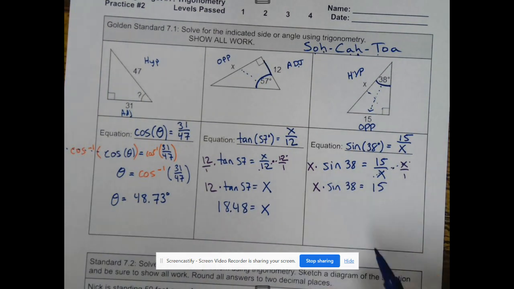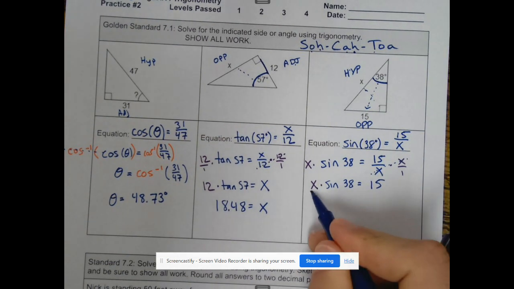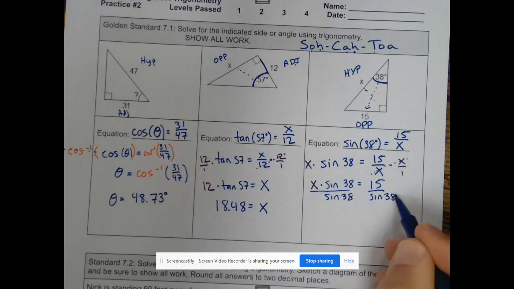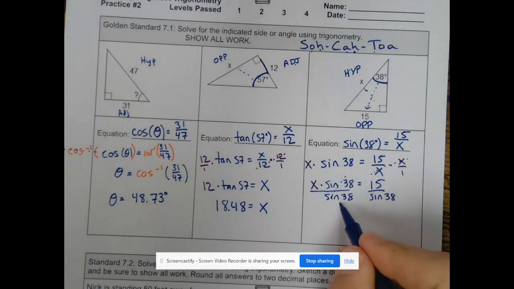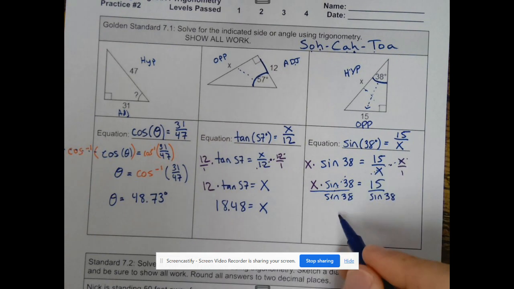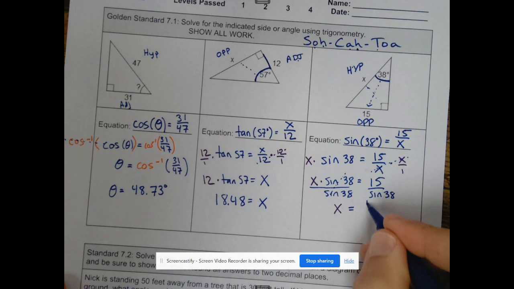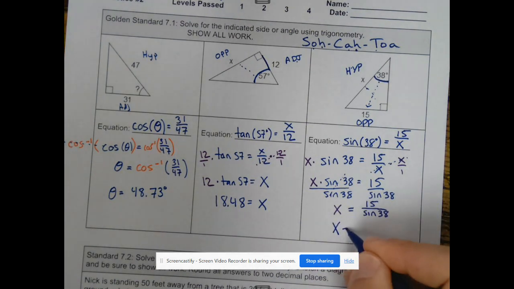This is different from the one before because x is not by itself. It's still multiplying sine of 38. How do I undo multiplying by sine of 38? Divide both sides by the sine of 38. Those cancel. Sine of 38 divided by sine of 38 works out to just be 1, so it cancels. I'm left with just x equals 15 divided by the sine of 38 degrees. When I put that in my calculator, I get x equals 24.36.